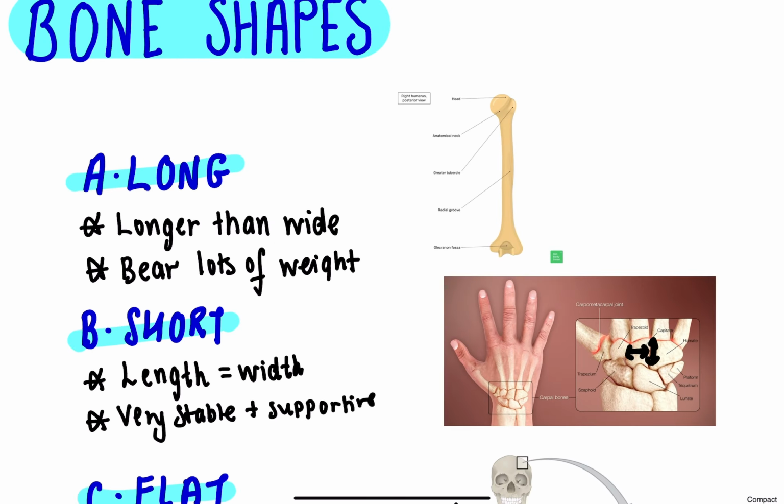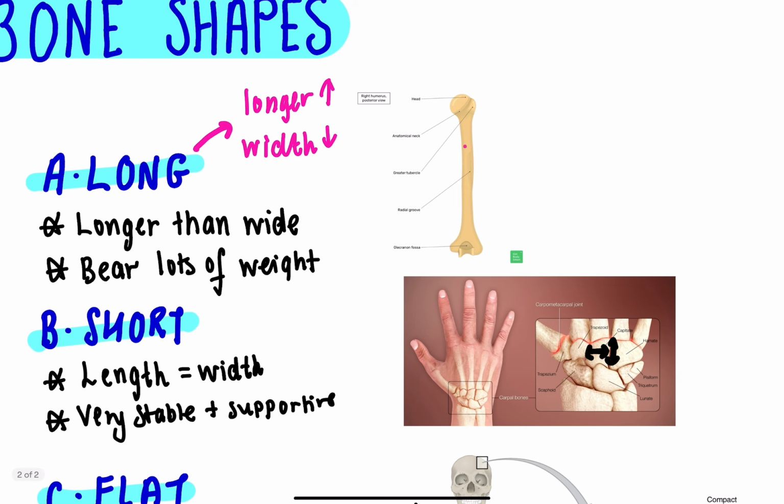So, for example, long bones. We'll start there. Long bones are long, which basically means that they're longer than they are wide. So they've got greater length as compared to their width. And this is because they need to bear a lot of weight. So this structure enables this.